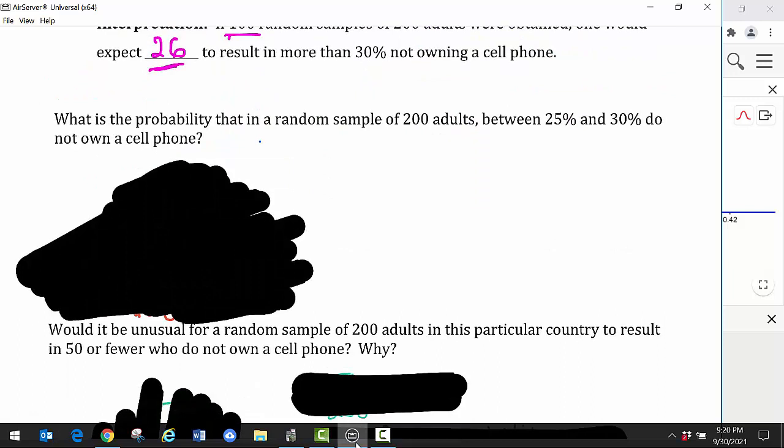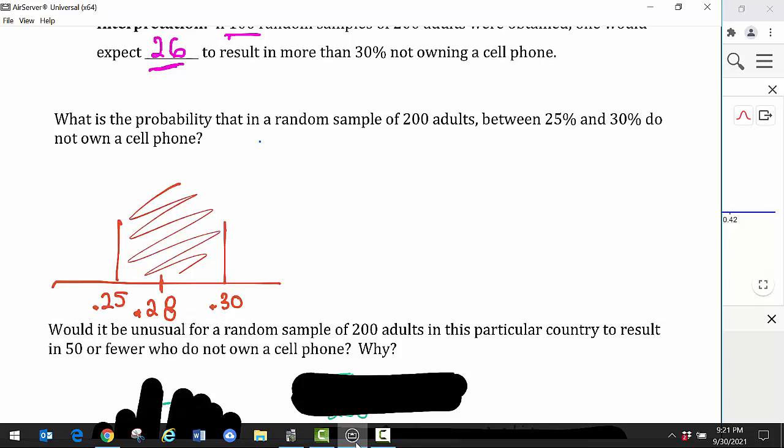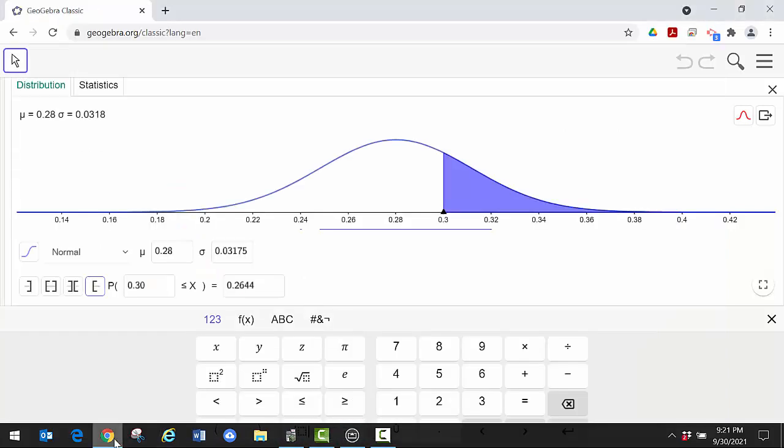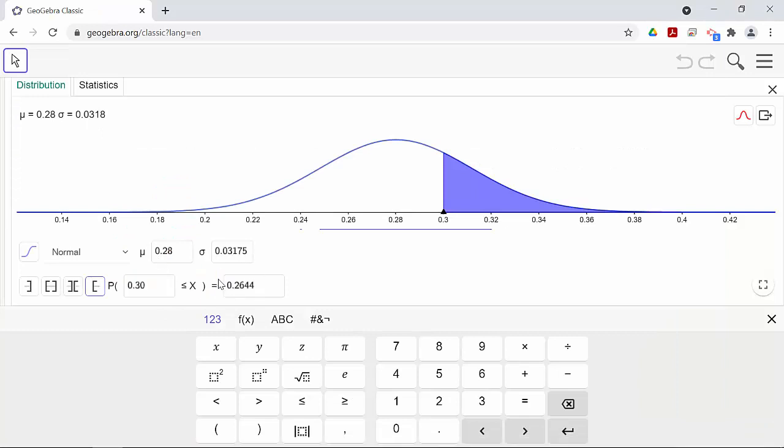What is the probability that in a random sample of 200 adults, between 25% and 30% do not own a cell phone? So again, oops, I lost part of my picture. Again, you have your picture. Go to GeoGebra. I'm just going to keep the standard deviation and the mean in there. And this time I want the middle part, and I want it between 0.25 and 0.30. And I'm assuming my GeoGebra is working correctly.